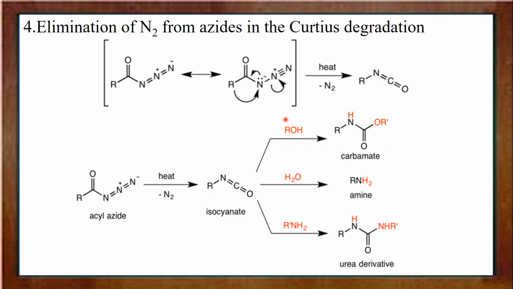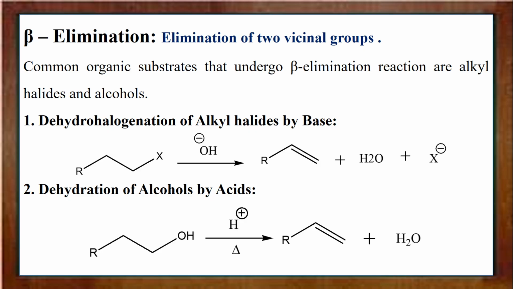By treating with alcohol, we get a carbamate; by treating with water, we get an amine; and by treating with an amine, we get a urea derivative. So that way, this alpha elimination, Curtius rearrangement, is useful in the preparation of various products. In alpha eliminations, two groups are eliminated from the same carbon atom. Two groups connected to the same carbon atom are called geminal groups. So two geminal groups are eliminated in alpha eliminations.